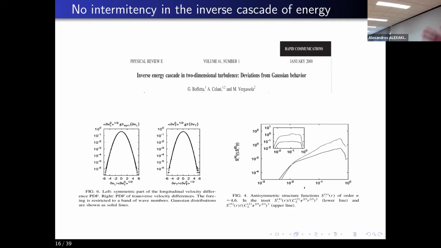They're not exactly Gaussian, because if they were exactly Gaussian, the flux would be 0. There are small deviations from Gaussian, but they're Gaussian and they do not change with scale. So if we plot the structure functions shown here, normalized by R to the p/3, they become flat. That's the fourth and the sixth structure function for a two-dimensional flow.